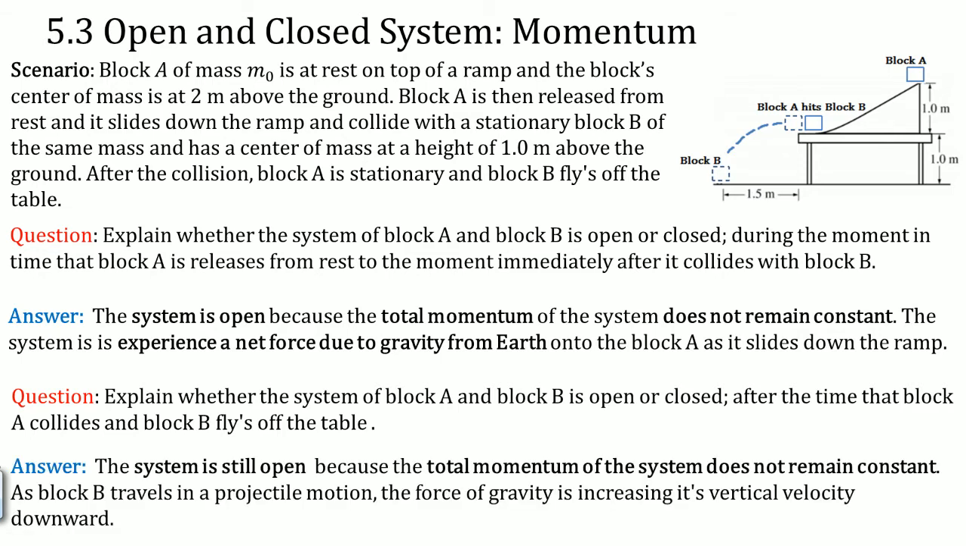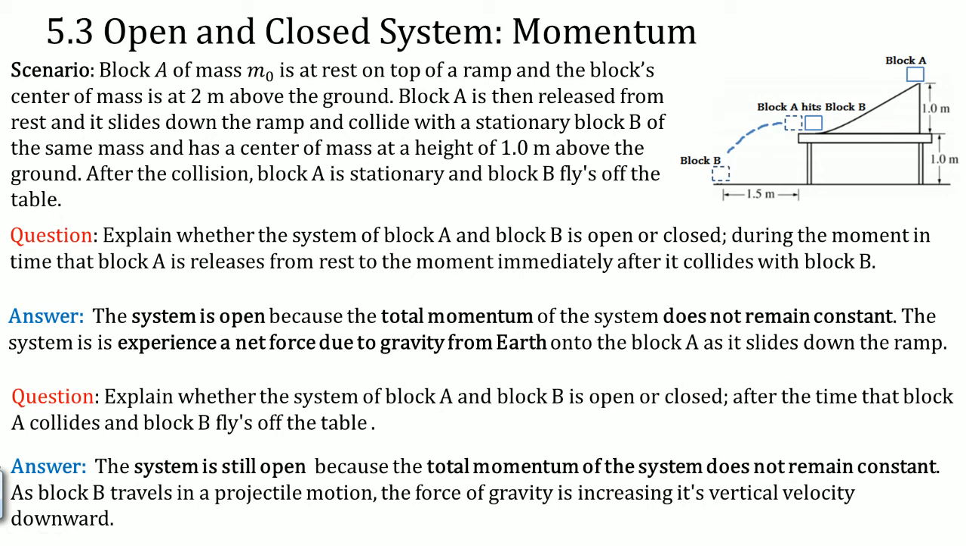Well, that is also open because the total momentum of the system does not remain constant. So the answer is the same, but the explanation is different. So listen to the explanation. When block B flies off and travels in a projectile motion, the force of gravity is increasing its vertical velocity downwards. So the force of gravity is doing work onto the mass as it falls off the table.